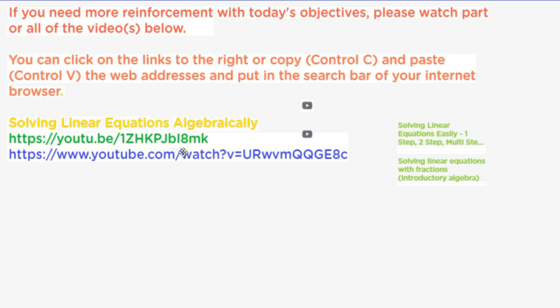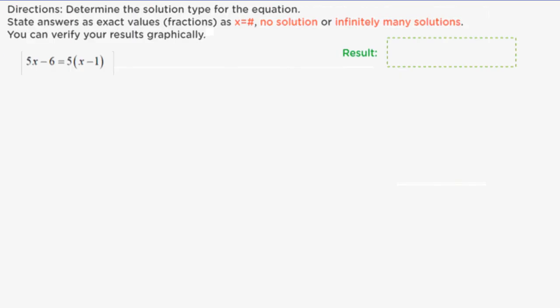And the self-checking feature for Class Kick has been turned on, so as long as you're entering in your results correctly, you'll get your solid green outline. Remember at the top of your directions, it does remind you how to enter in your results. You can have them as x equals the value, no solution, or infinitely many solutions.